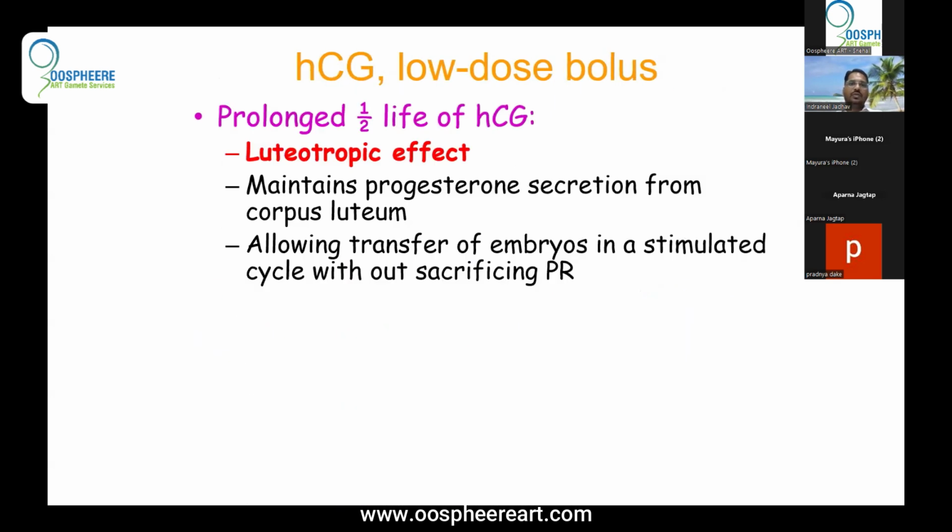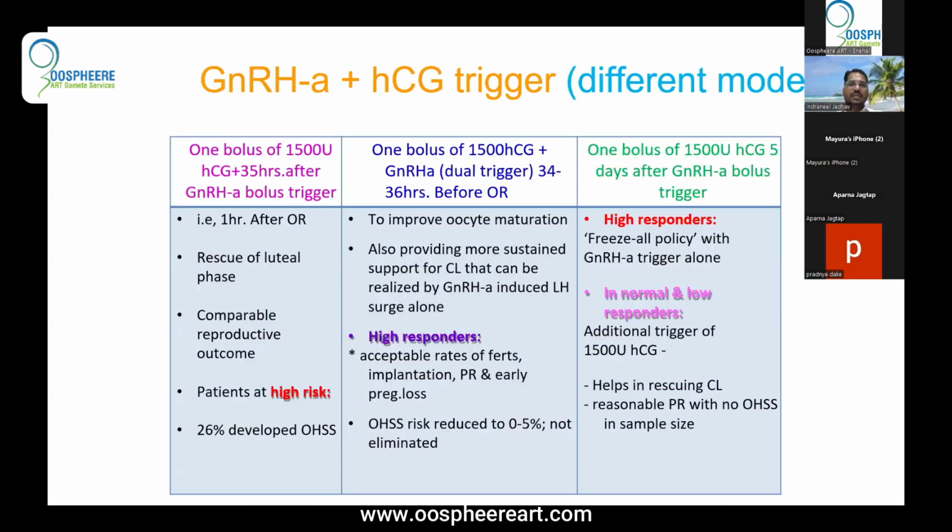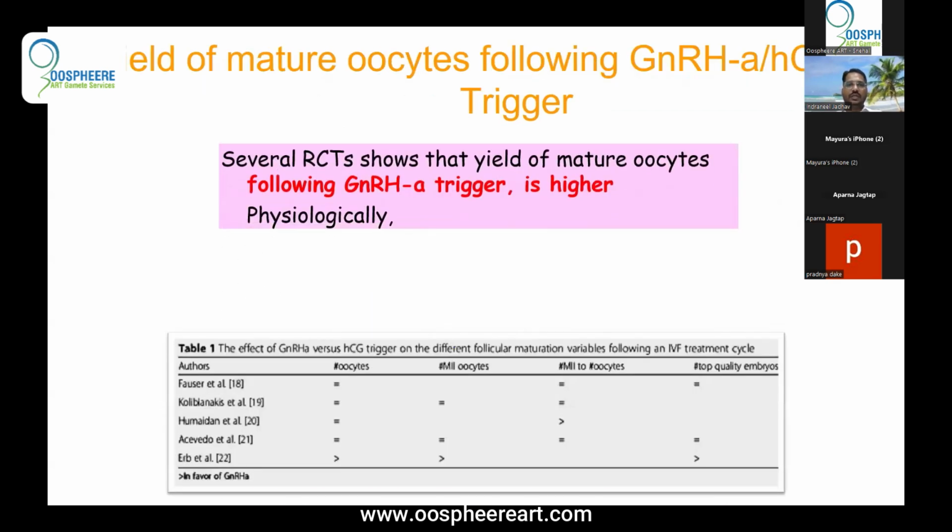So HCG low dose bolus causes a luteotropic effect, due to which progesterone or corpus luteum is maintained, and supplemental HCG even in low dose can still lead to early onset OHSS, which we should be aware of. So these are the combinations or different modes in which we can use dual trigger.